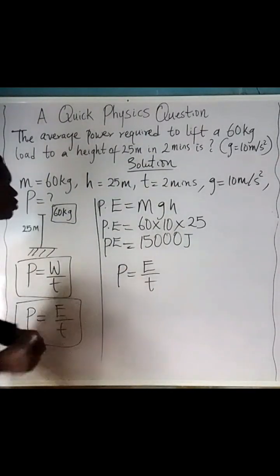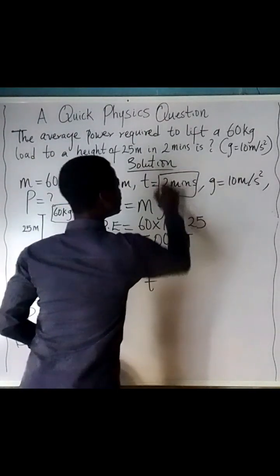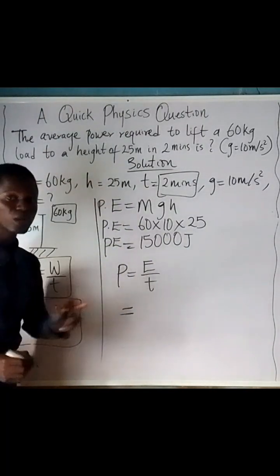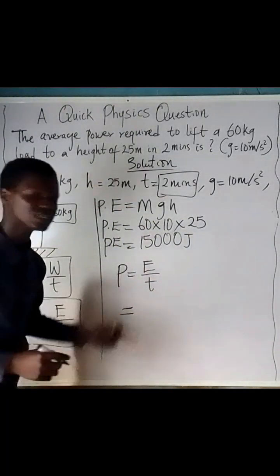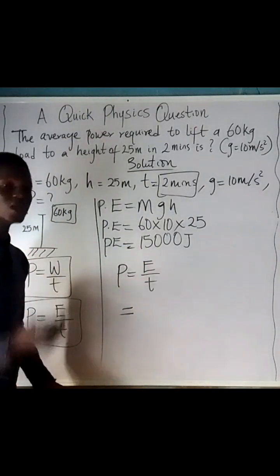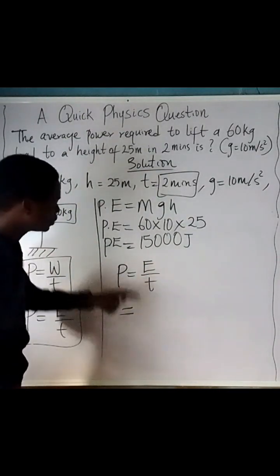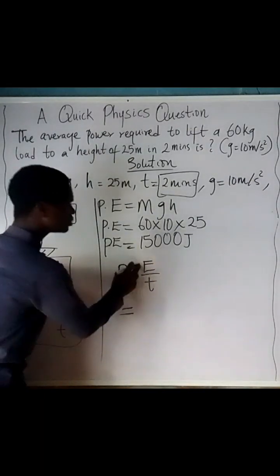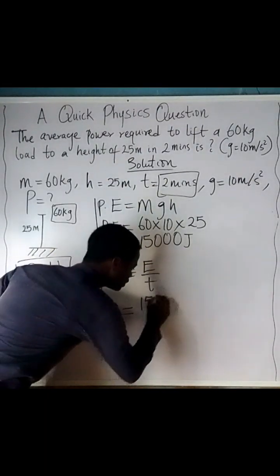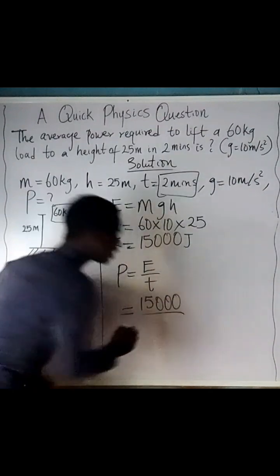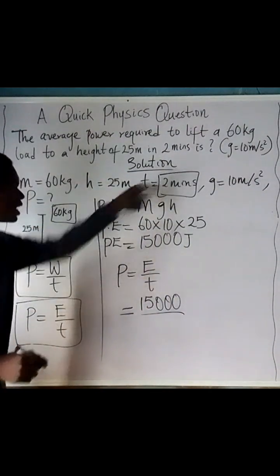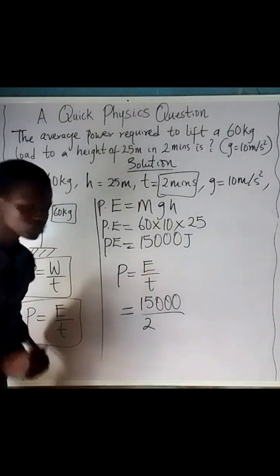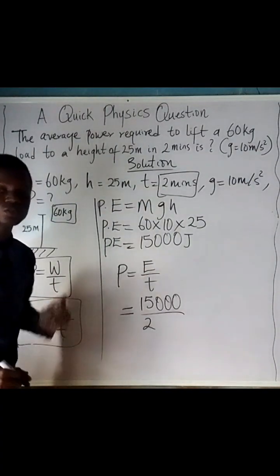Now if you observe something, we were given our time in minutes. Mind you, we don't work with minutes in physics. We rather convert to seconds. Watch how I'm going to do that. What is our power? Our potential energy is 15,000 over, what is our time? Our time was given to be 2 minutes. But since we don't work in minutes, we will convert 2 minutes to seconds.